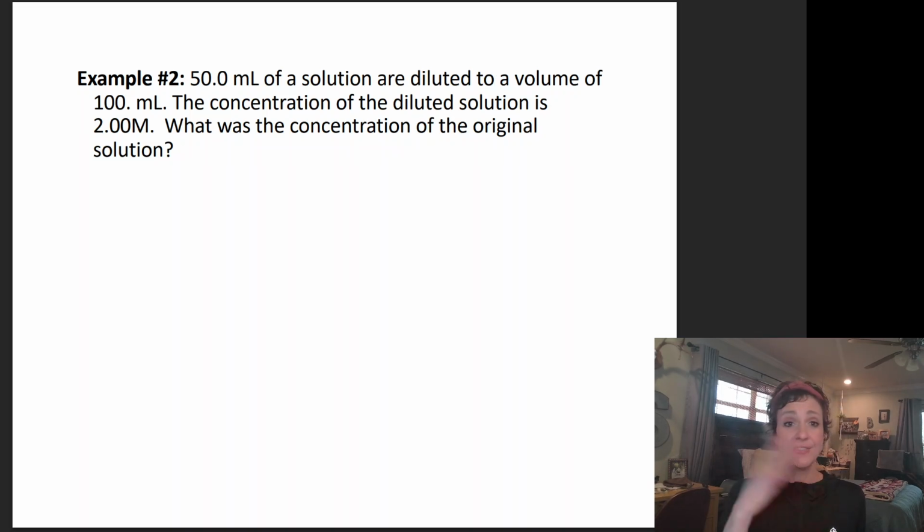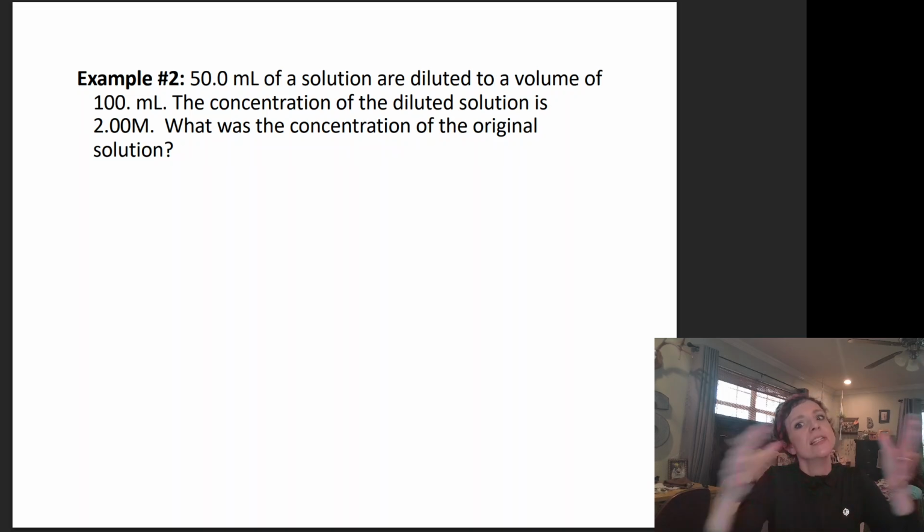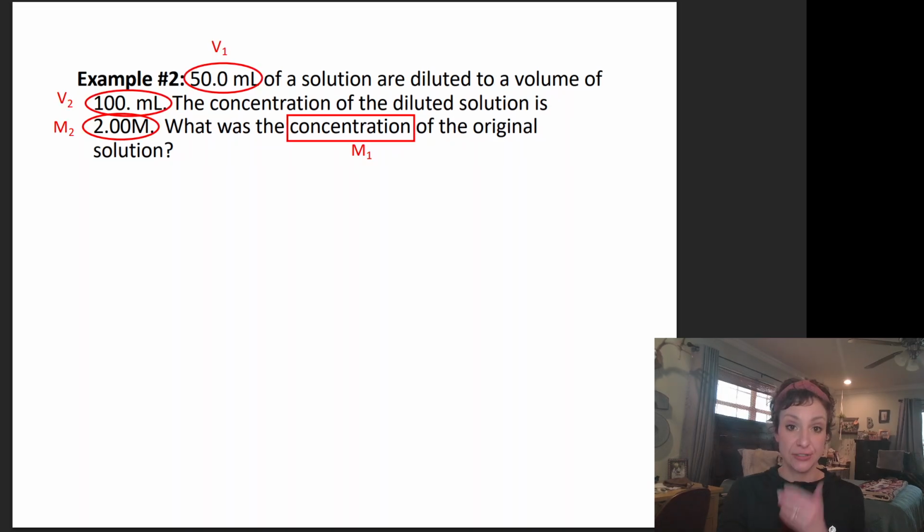Okay, it says 50 milliliters of a solution are diluted to... So I have a volume being diluted to something else. So this is my V1. This is the volume of my concentrated stock solution. So that's diluted to a volume of 100 milliliters. So that's my V2 where I want to end up. The concentration of the diluted solution is 2 molar. So that's my M2. What was the concentration of the original solution going in?